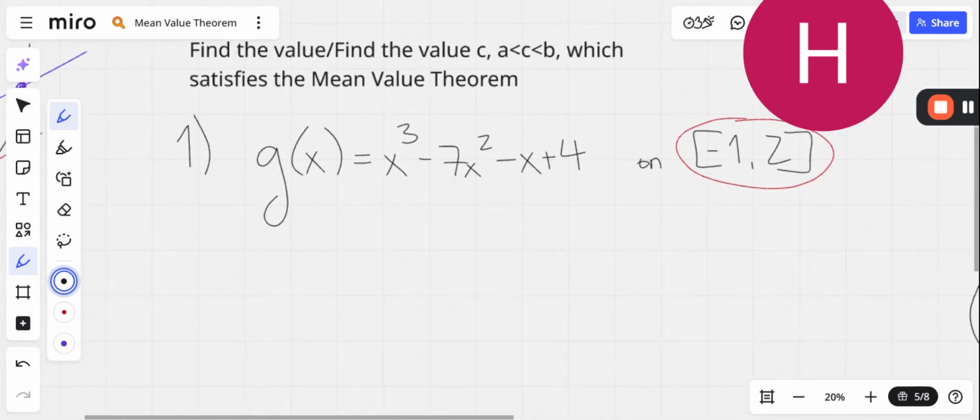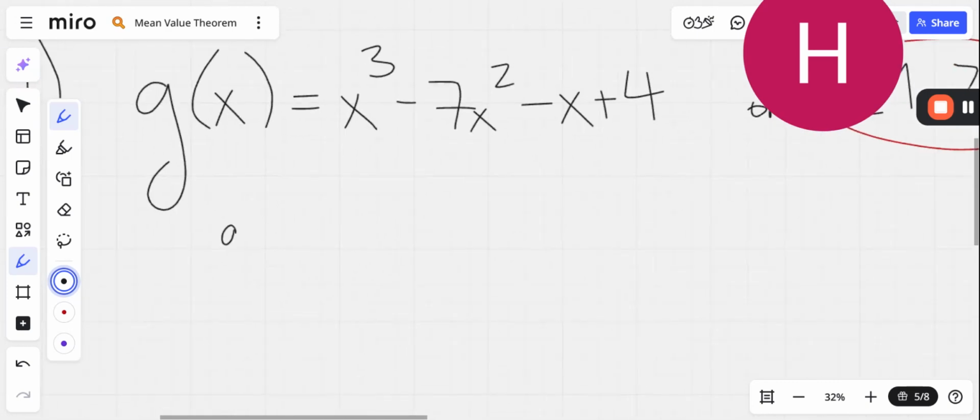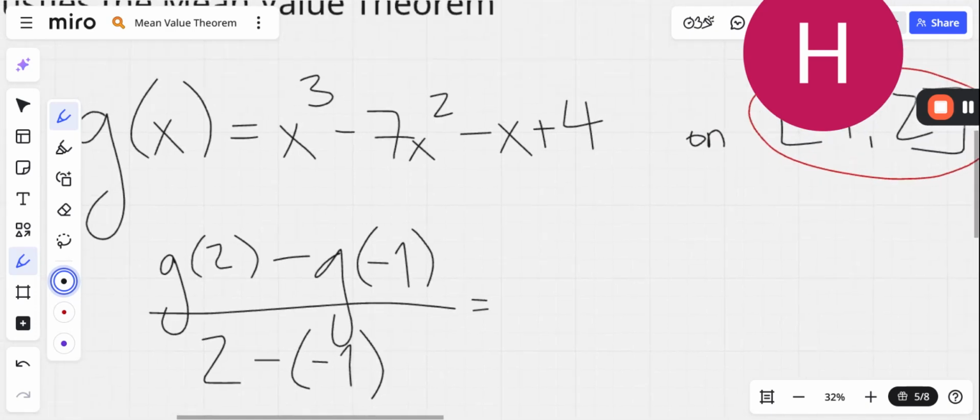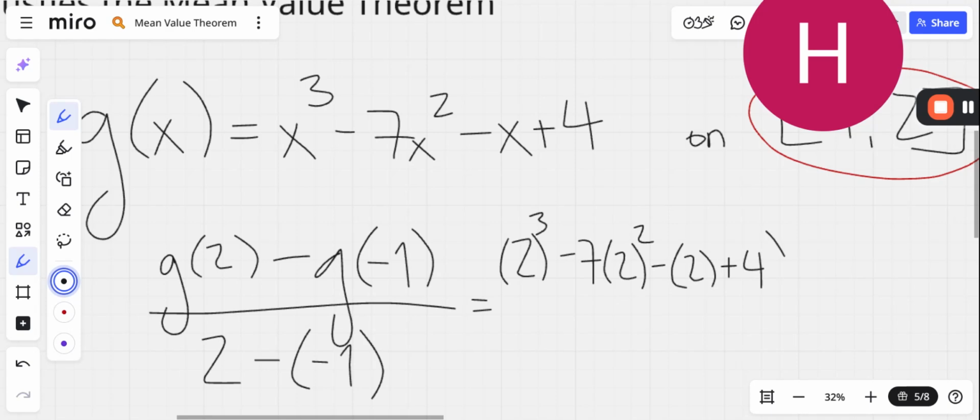Okay, so let's go ahead and find the average slope on the interval. That's going to be g of 2 minus g of negative 1. Be careful when you're working with negatives. Over 2 minus negative 1. Again, be careful when you're working with negatives. So this is going to be 2 cubed minus 7 times 2 squared. We're just plugging in the 2. That's easy enough.